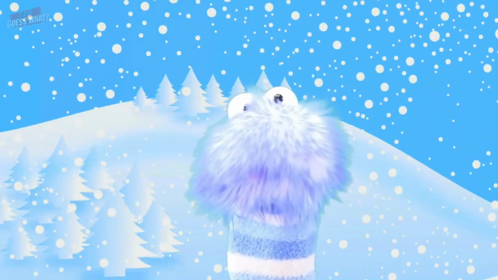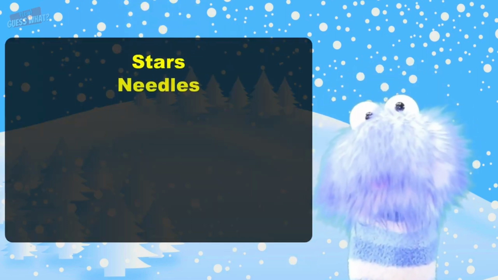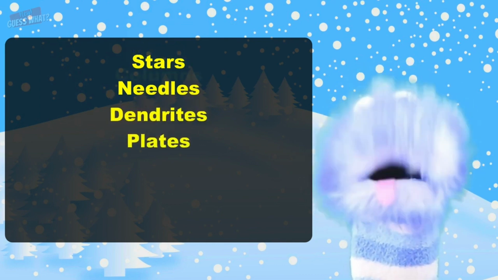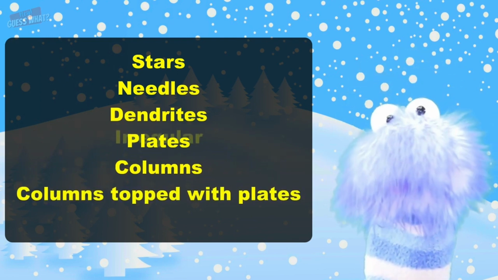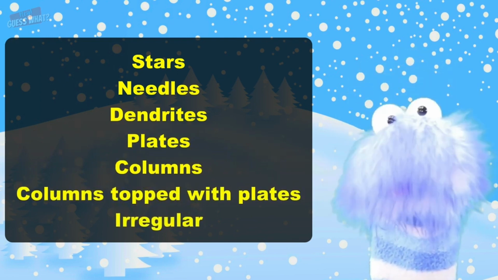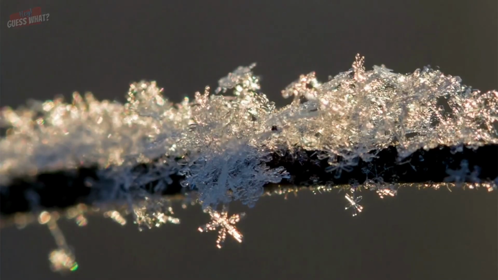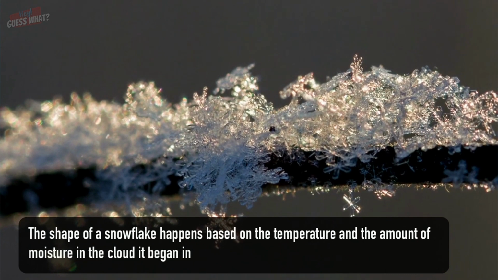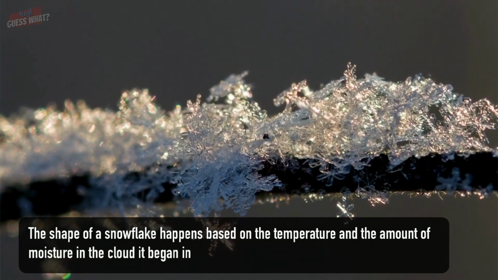Snowflakes actually form 7 basic shapes. They are stars, needles, dendrites, which means they have branches, also plates, columns topped with plates, and irregular snowflakes, which means they're damaged. The shape of a snowflake happens based on the temperature and the amount of moisture in the cloud that it started in.